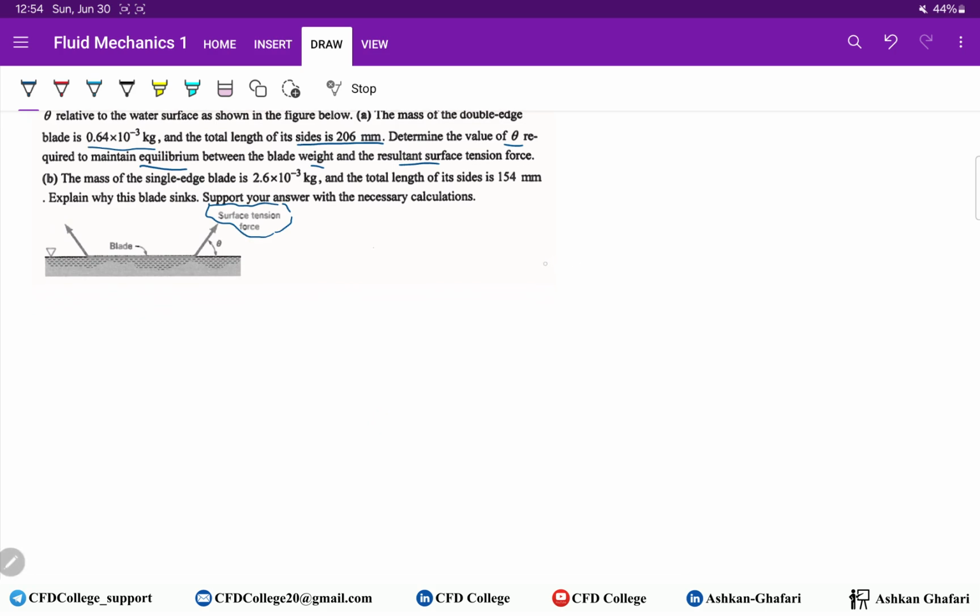This is the blade. We have this force, the weight of the blade, and this is the force of surface tension. Here we have water. For water, surface tension is 7.34 10 to the minus 2 Newton per meter. It's really crucial, guys. Newton per meter. Surface tension acts on the circumference of the objects. Don't forget that.